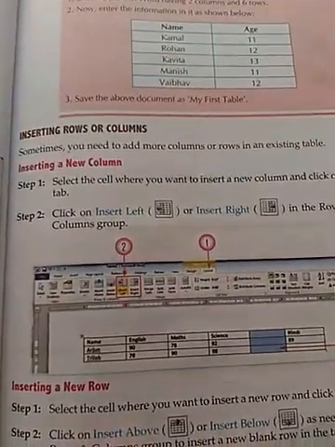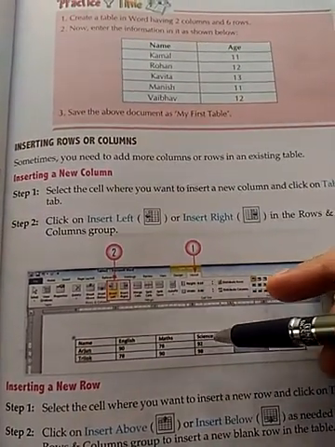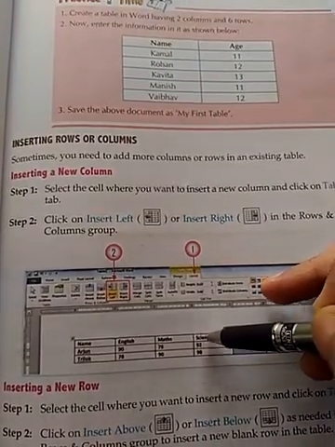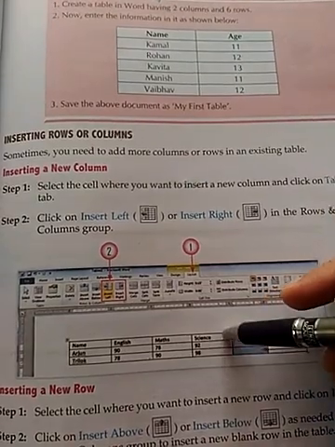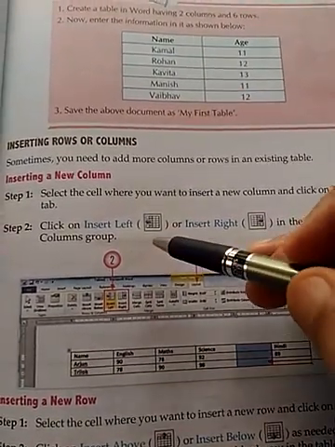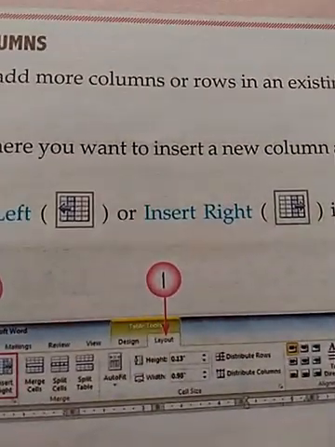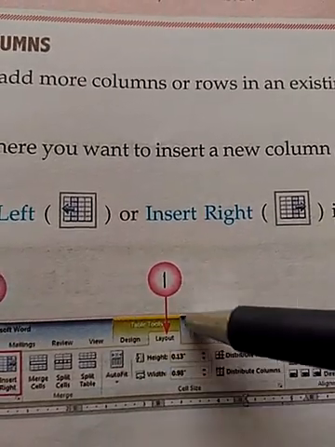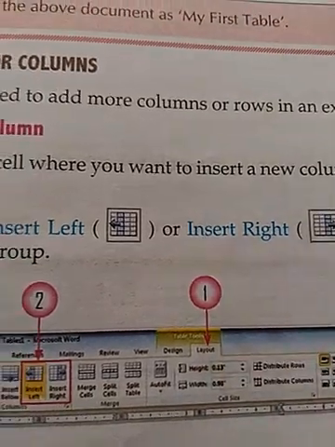Now, after creating a table, if we want to insert more columns in the table, how can we do this? First, select the column next to where you want to insert the new column. Then click on the Layout tab. Remember this tab. Click on the Layout tab.